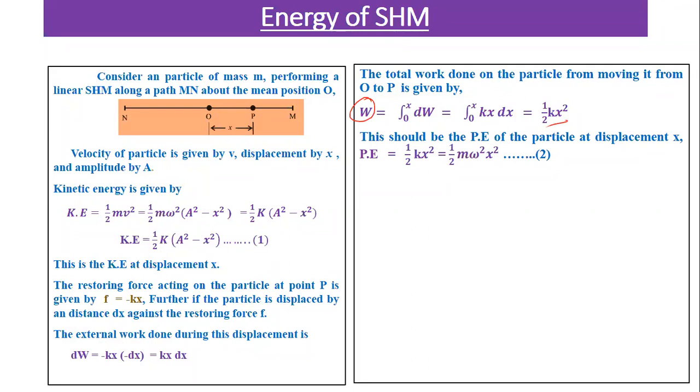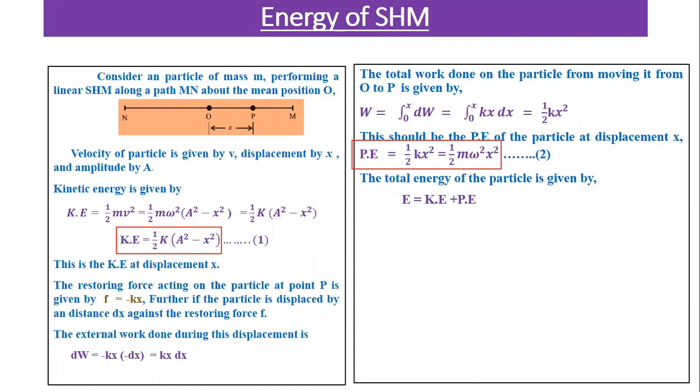And you know that k is what? m omega square. So instead of k, we have written m omega square into this x square as it is. So these two formulas are the formulas of potential energy. You have to remember these two formulas.